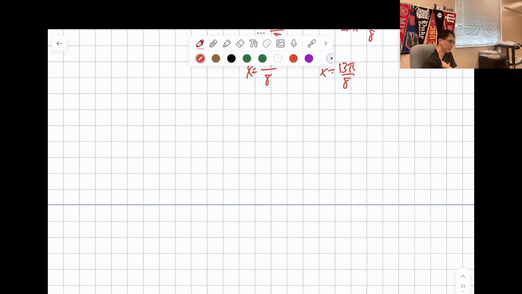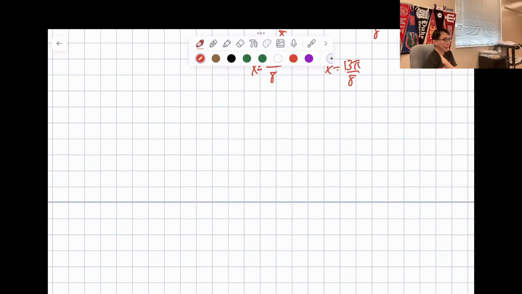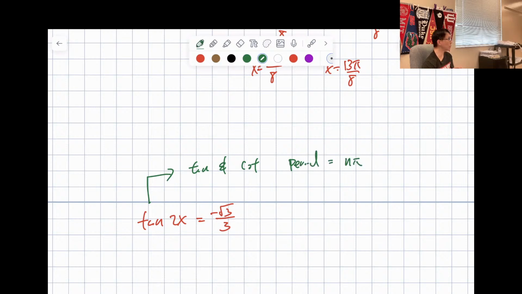Now let's go to a different one. Now, can I give you tangent of 2x is equal to negative root 3 over 3? Like this? Yes, I can. But I will say this though, the only thing you have to deal with is tangent and cotangent. For tangent and cotangent, the only difference is their period is equal to m pi rather than 2m pi.